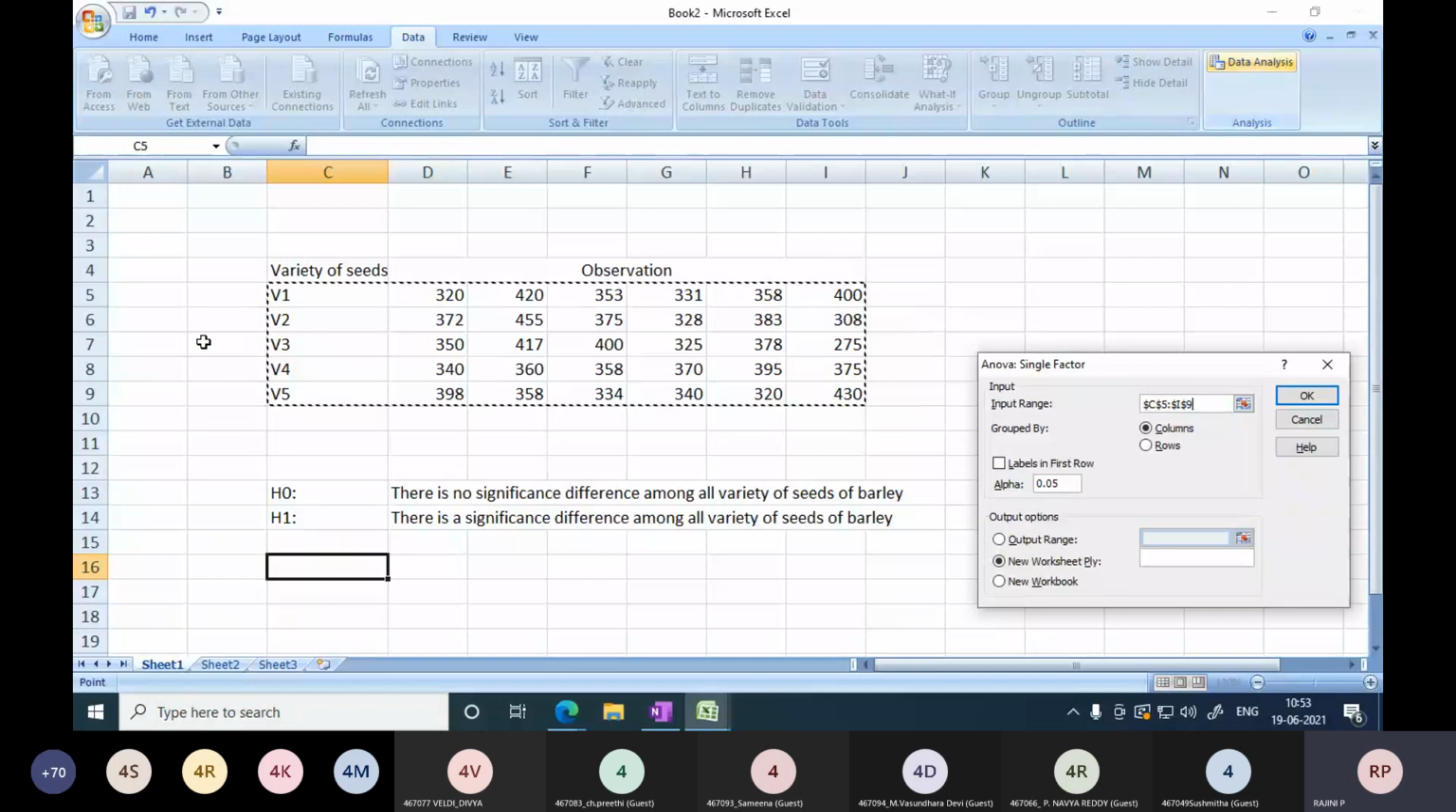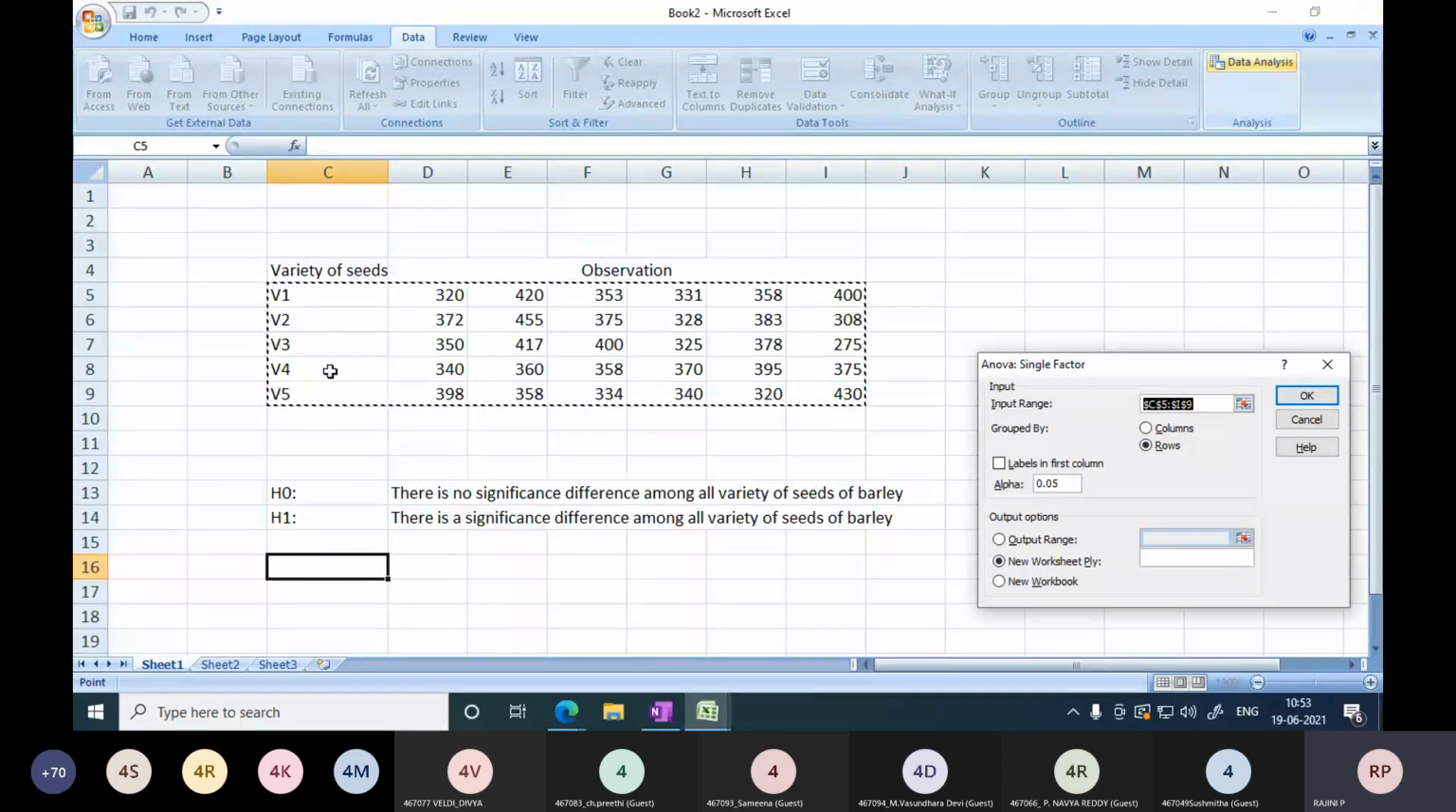The data you arranged in rows or columns. Check it. Rows, ma'am. Yes, V1, V2, V3, you are taking in rows only. So here by default, it will be columns, then change it to rows. Did you understand, everybody? This is an important point. And labels in the first column, that means here labels in the first rows.